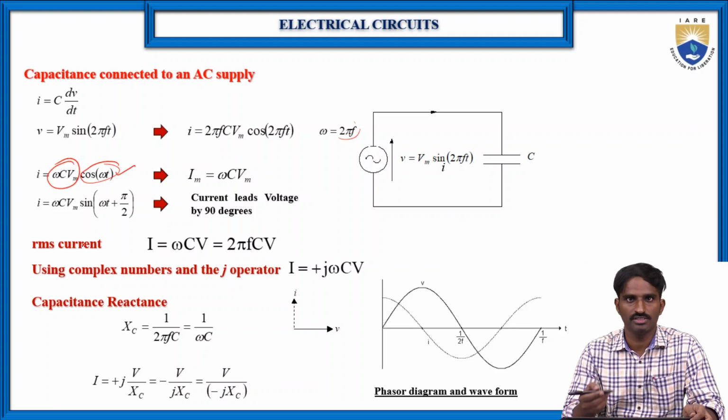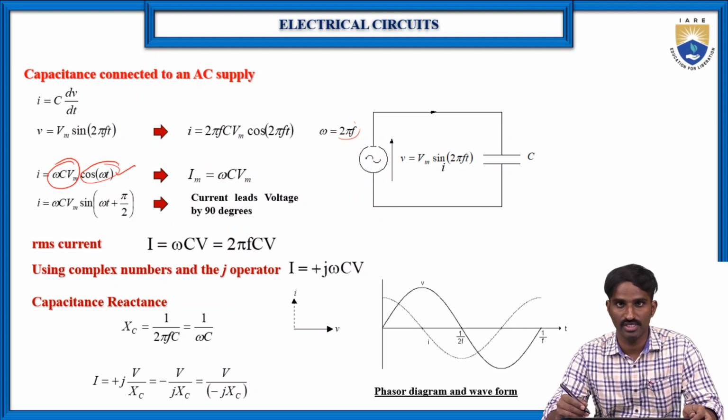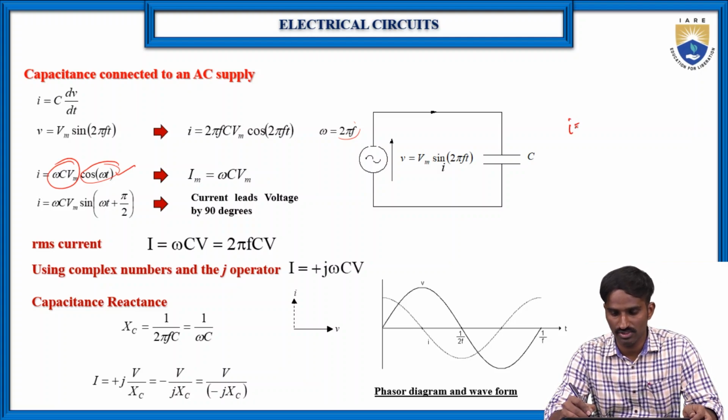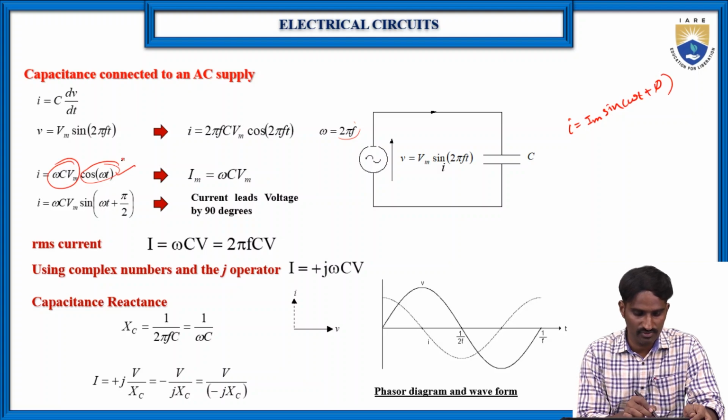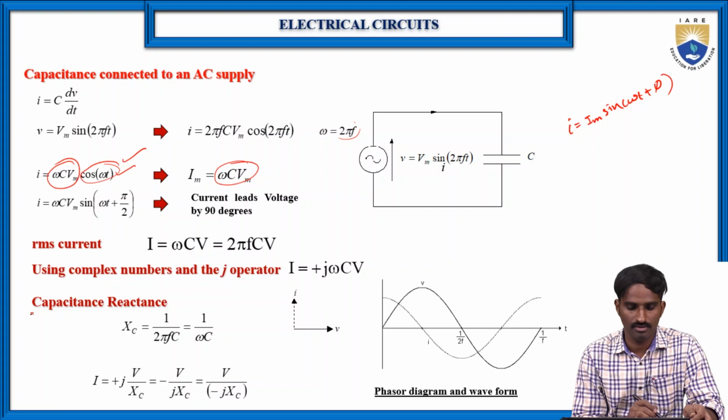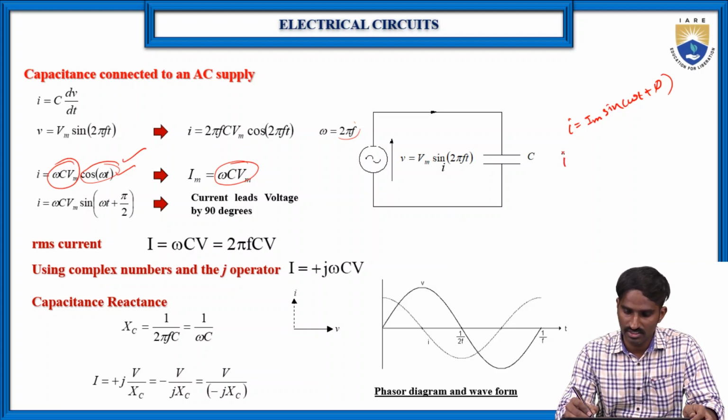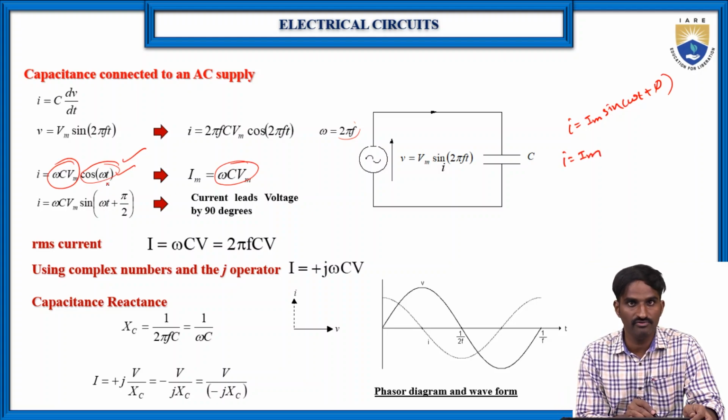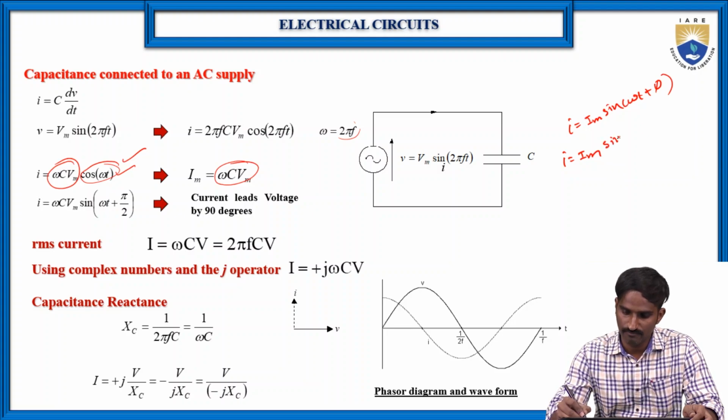Because we know already the standard form of this particular equation, I is equal to Im sine omega t plus phi. So we have to convert this particular equation into this form. So that's why here we replace this omega c Vm as Im. Then I is equal to Im, and this cos omega t we can write as sine omega t plus phi by 2. So that's why here sine omega t plus phi by 2.